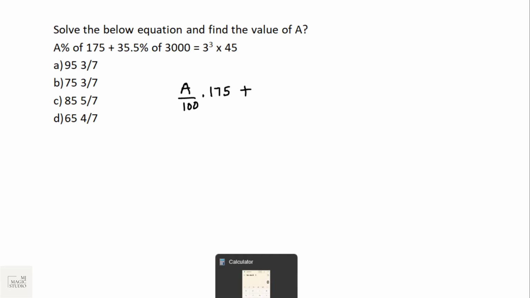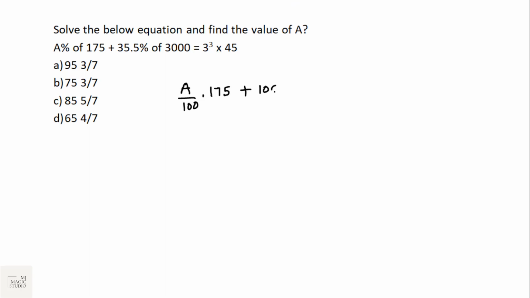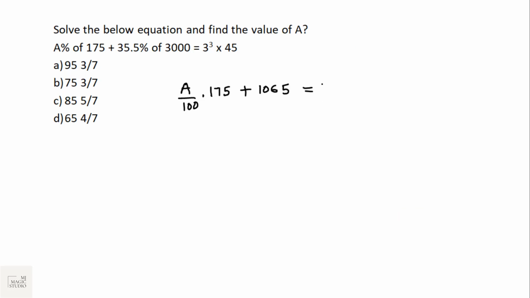Drop down the on-screen calculator and do not waste time on calculating unnecessarily by yourself if you are not quick with that. Since I am not quick with that, it is 3000 into 35.5%, which is 1065. And this equals 3 cube into 45, that is 27 into 45, that is 1215.